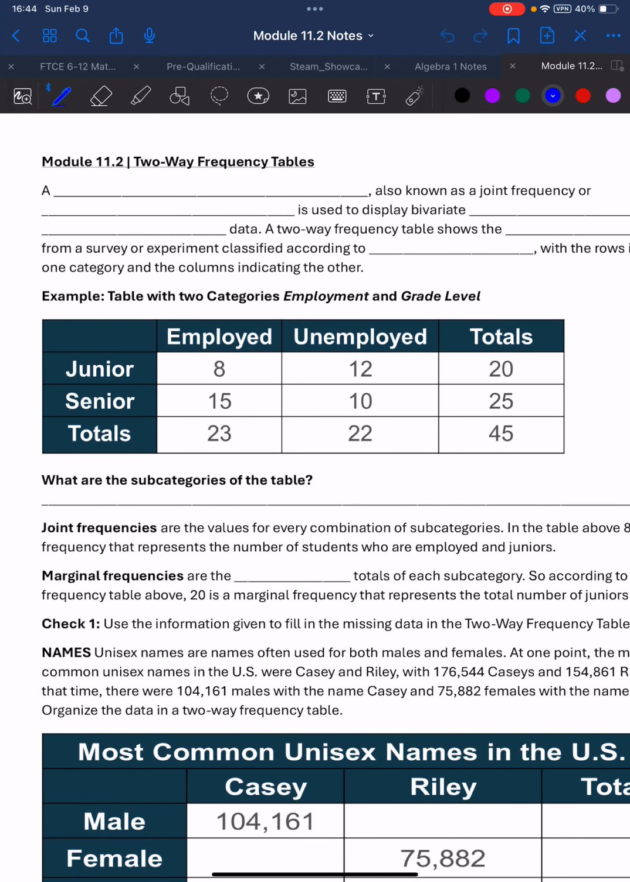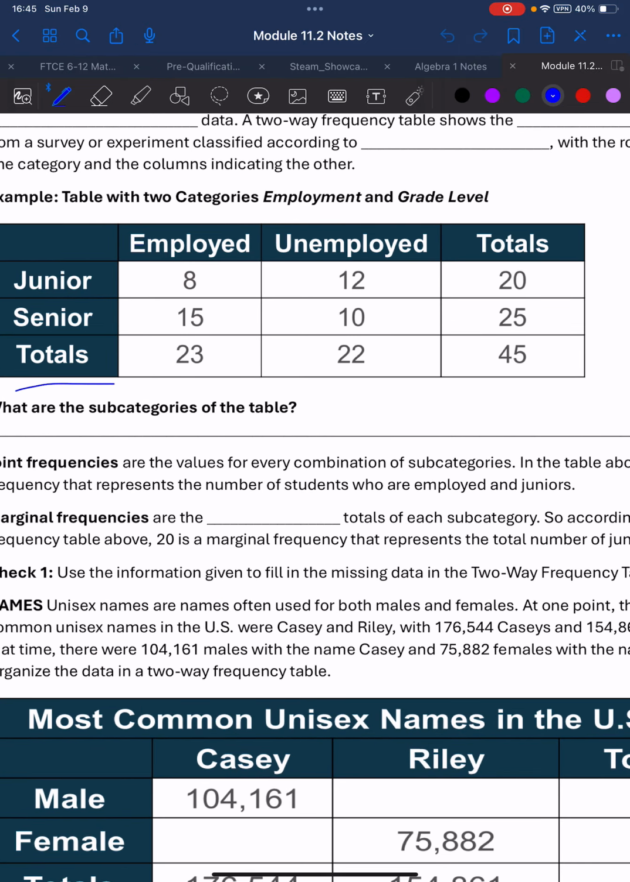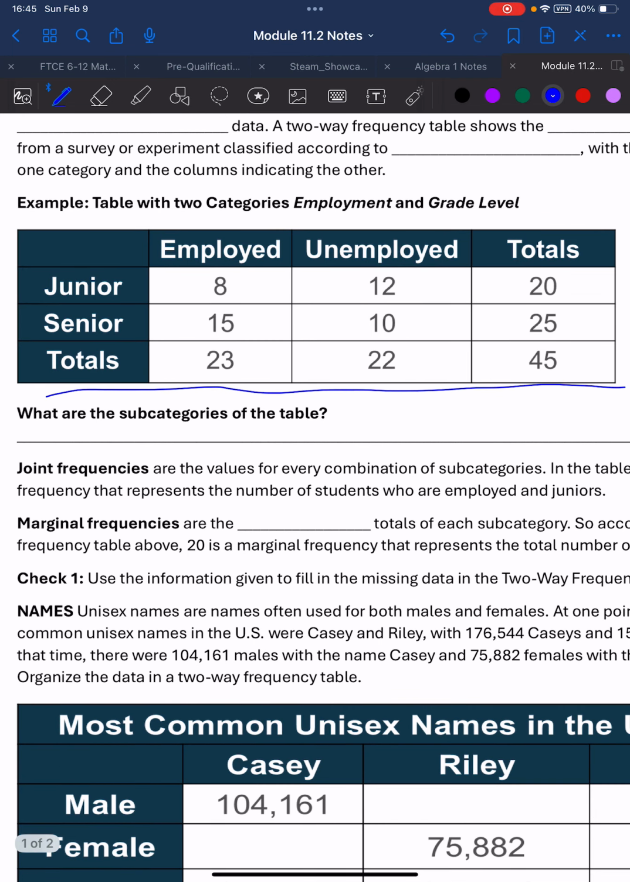All right, my Algebra 1B class. This is Module 11.2, or two-way frequency table. Okay, so in other words, pretty much what that is, it's a table, which we have right here, that has two categories. And within those categories, in this case, we have employed, unemployed. We have the frequency of which something occurs within those two categories.